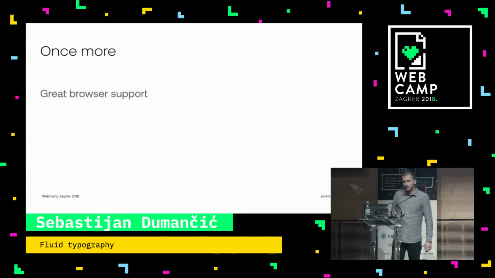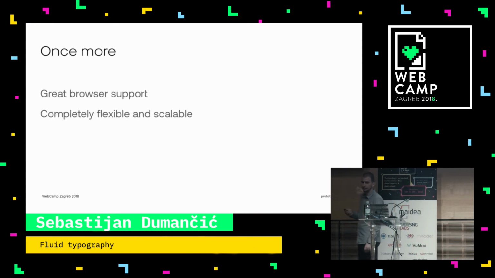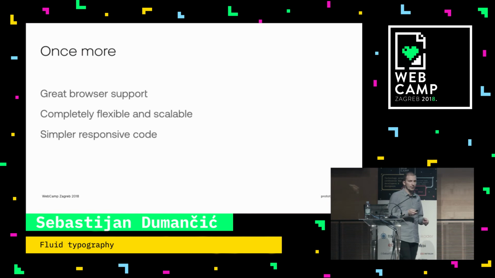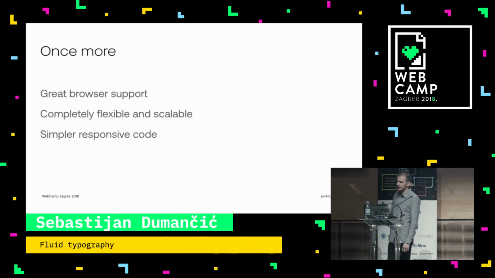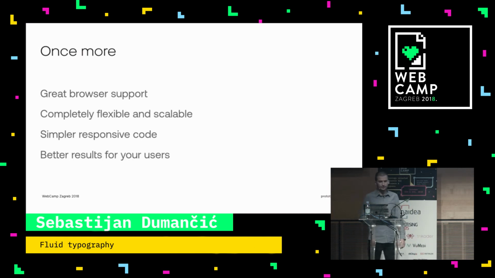So once more to recap, you have great browser support, you have a completely flexible and scalable type scale, and you can use it however you want, with small and great impact for your websites. It creates simpler responsive code. Since you don't introduce as many breakpoints, you just use 2, and a third as a fallback value for the minimum font size, you make it quite simpler than, I don't know, putting 4 or 5 breakpoints for each text.